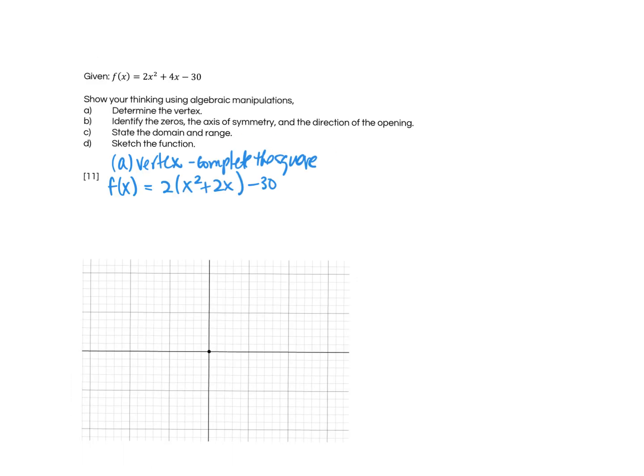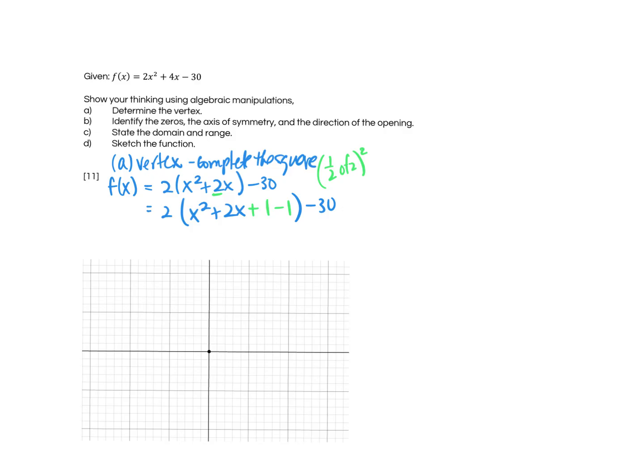To complete the square, I'm first going to take out the a from the 2x² and the 4x term, and then I'm going to complete the square by asking myself, what is half of 2, this 2, squared? So half of 2 is 1, and 1 squared is 1. So I'm going to rewrite the next line. I've rewritten the next line to complete the square. So I added 1 and subtracted 1.